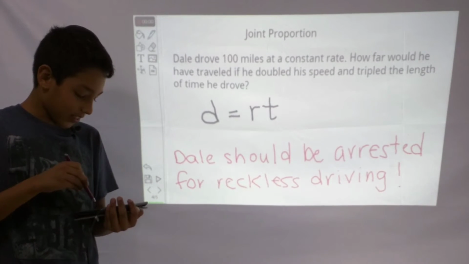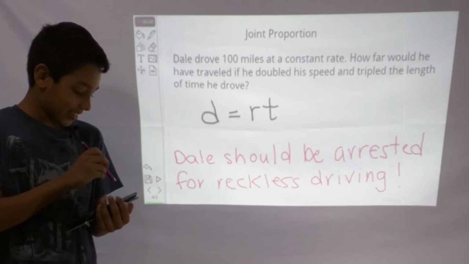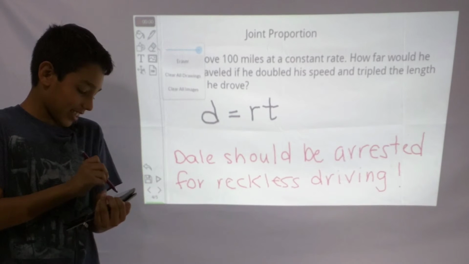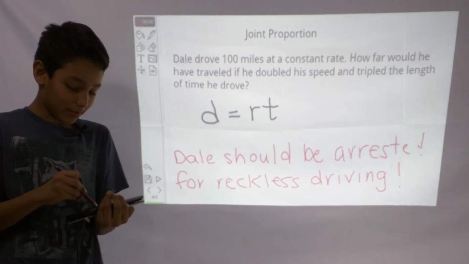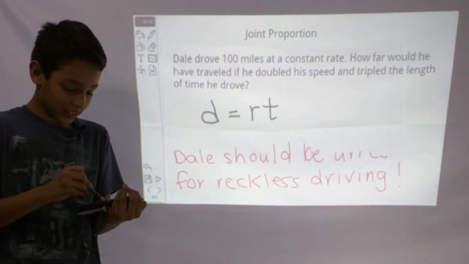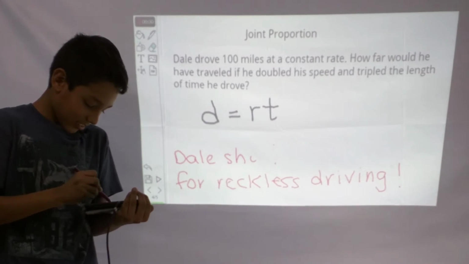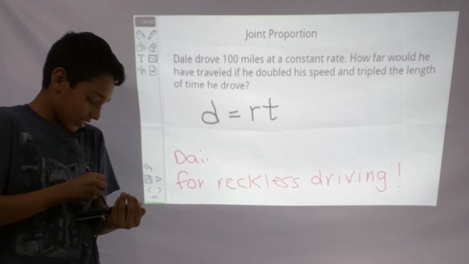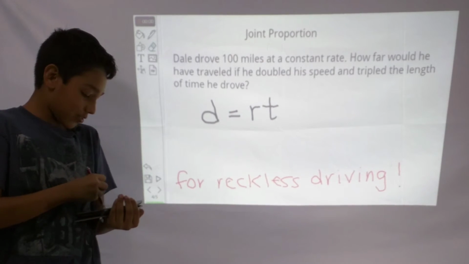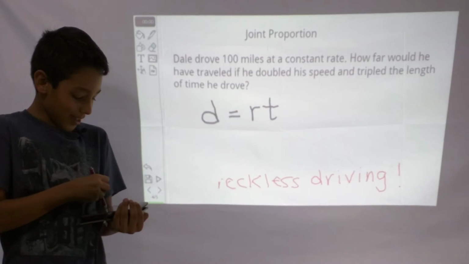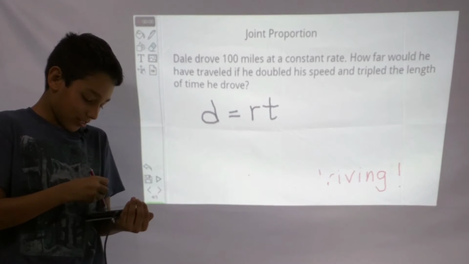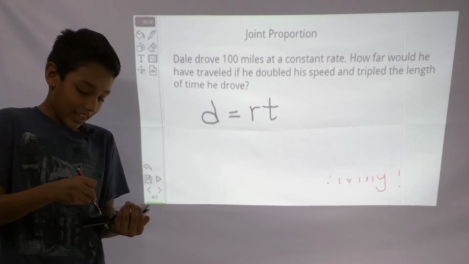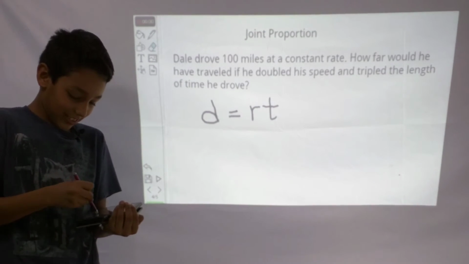So Dale should be arrested for reckless driving. So I'll just erase that. Excuse my mom's horrible jokes. And what if he did? Then his excuse would be, I was just trying to do a math problem, officer. Yeah, don't make funny excuses.